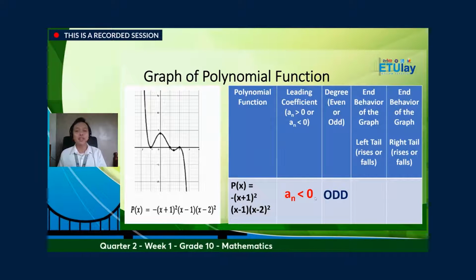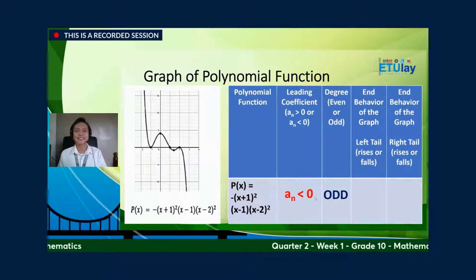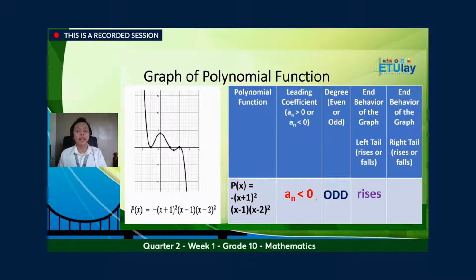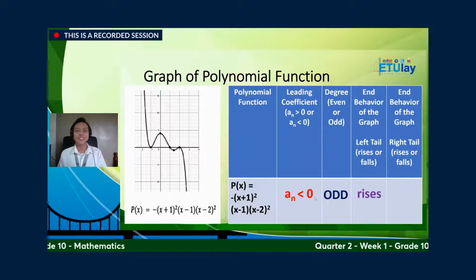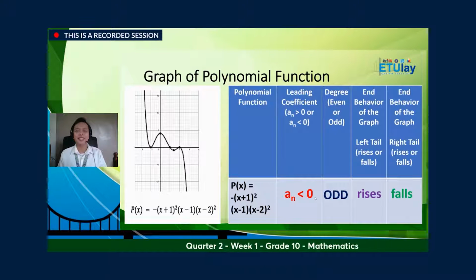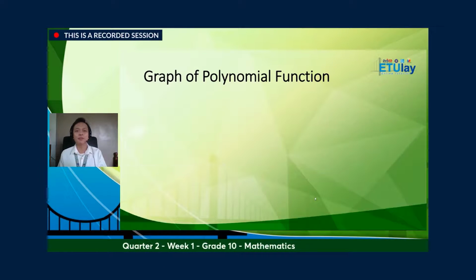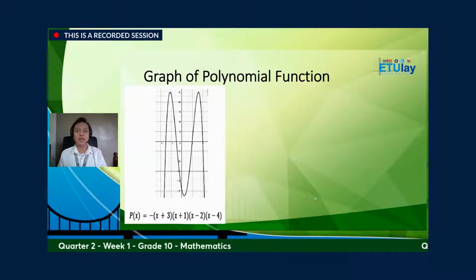Next, what is the end behavior of the graph? The left tail rises or falls? The answer is rises. How about the end behavior of the graph? Right tail rises or falls? The answer is falls. Very good. Let's have another example. Observe this given graph.